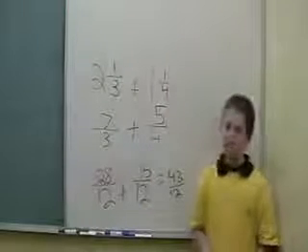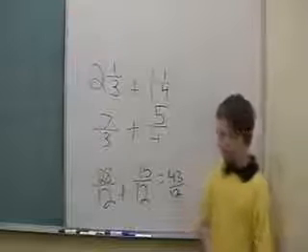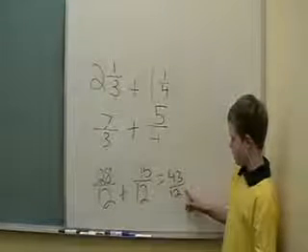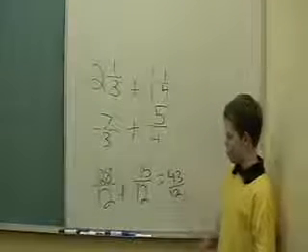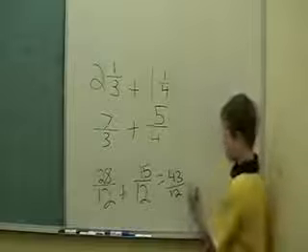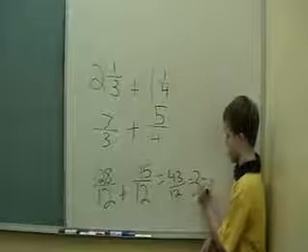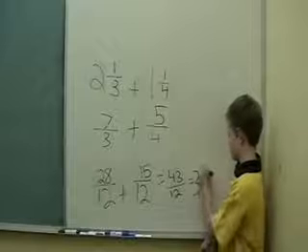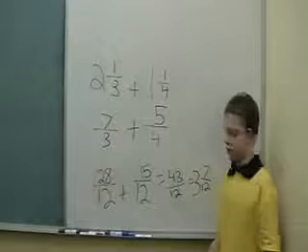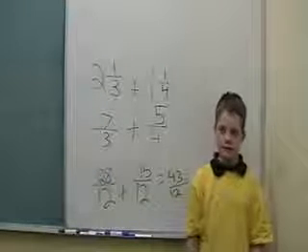Now this is the answer, but you can still simplify it. So 43, we need to work out how many 12s go into 43. The answer is 3. So we put our 3 here, and then the denominator stays the same, but there is 7 left over. So the answer is 3 7/12.